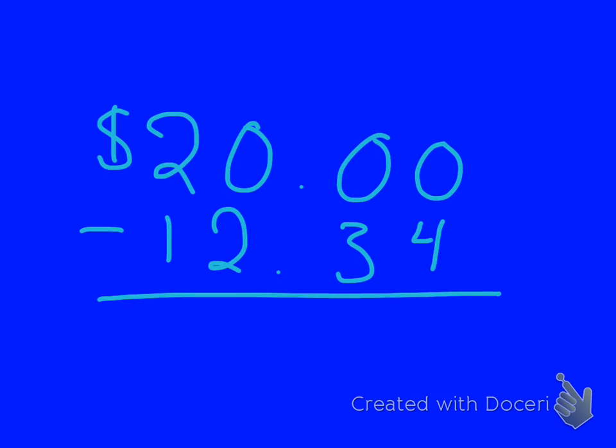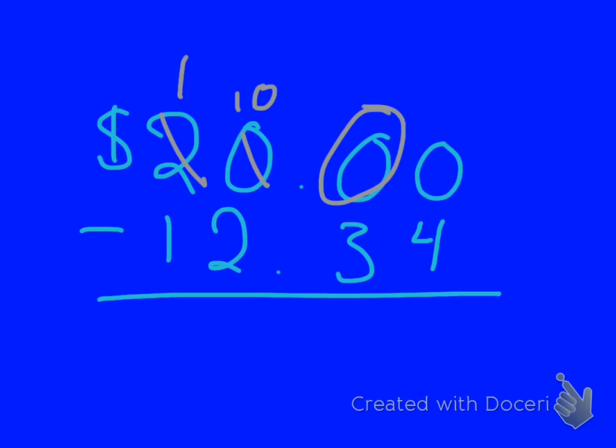Alright, let's say you pay for something that costs $12.34 with a $20 bill, and you need to try to figure out how much change you're going to get back. Well, in order to borrow for this one, it's a little bit tricky because we can't do 0 minus 4. So we're going to have to borrow. Well, if we look over here to borrow from this 0, we can't borrow from that 0 because there's nothing. Can't borrow from this 0 because there's nothing. So we're going to have to borrow from the 2 first. So the 2 becomes a 1, this 0 becomes a 10.